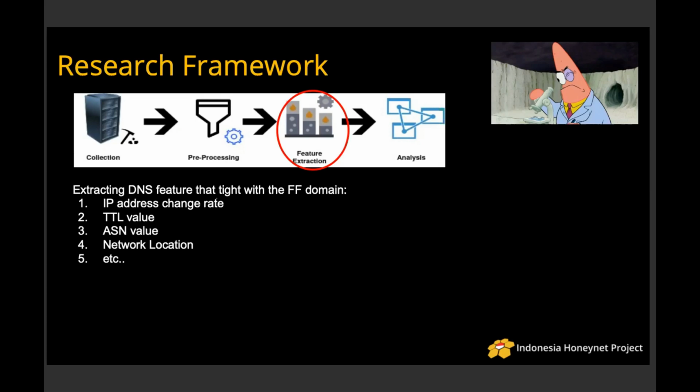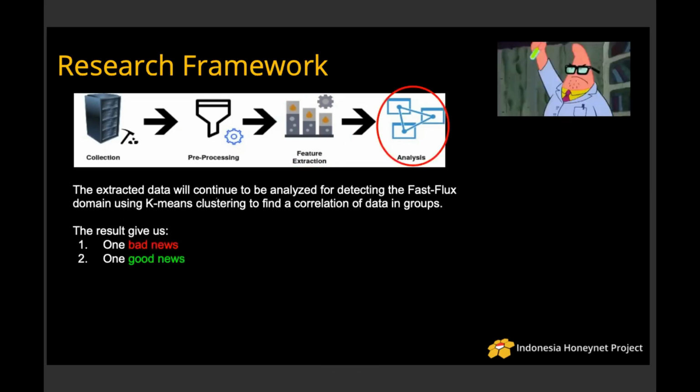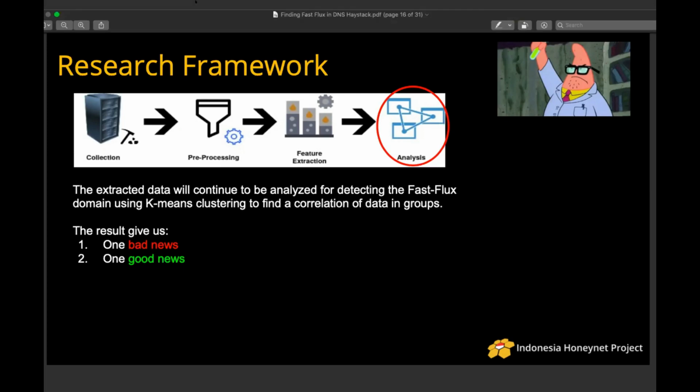Now, after we extract each of the features from the dataset, it's time for the analysis. So we will continue the analysis for detecting fast flux domain. We use k-means clustering to find a correlation of data in groups. So we want to have a very clear picture of each of the groups. So we want to clearly define a line between fast flux domain and malicious domain. So from these stages, this gives us one bad news and one good news.